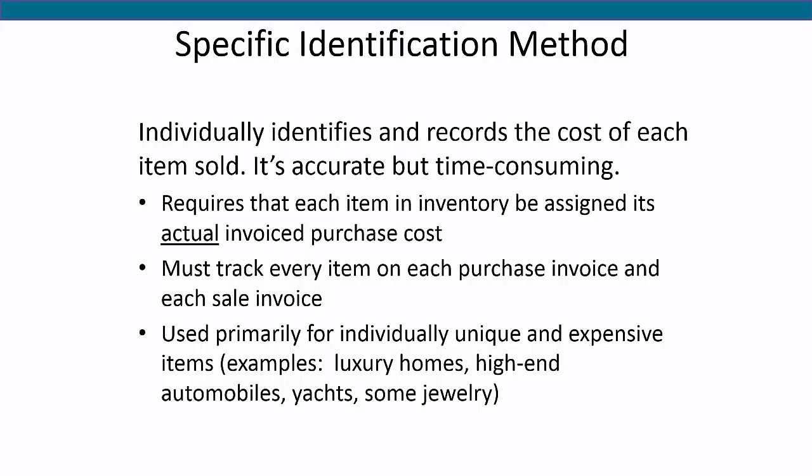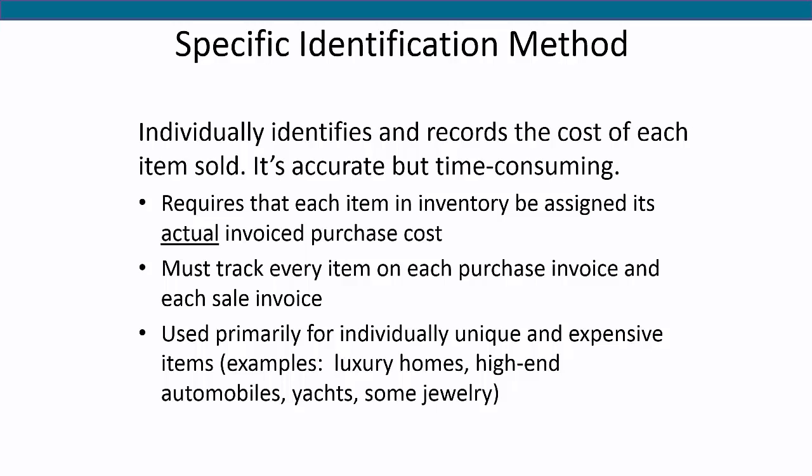The specific identification method is the easiest of the methods to understand, as I've mentioned. This method is not really a cost flow method because it individually identifies and records the cost of each item sold as part of cost of goods sold. This method requires accountants to keep track of the purchase cost of each item. Because it's so time-consuming, the specific identification method is used primarily to account for individually expensive and unique items. Did I say Tiffany's?